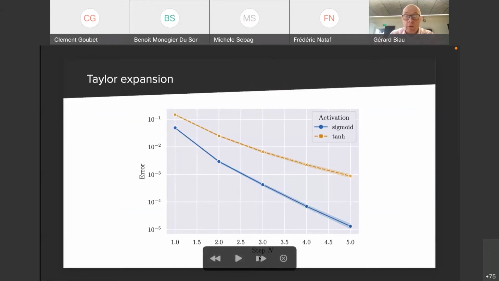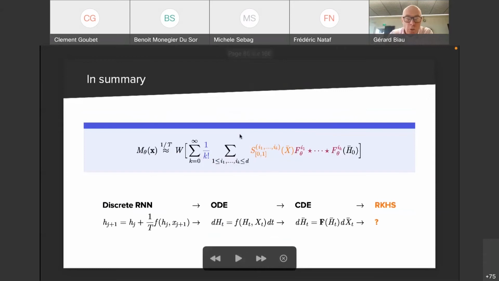And actually, you can verify on a computer that the series is convergent. And so that's for the two activations, sigmoid and tangent, and that the error that you commit between the infinite sum, the solution of the differential equation, and when you truncate the series, you can effectively see it on simulation. So that works. So that's where we are so far.